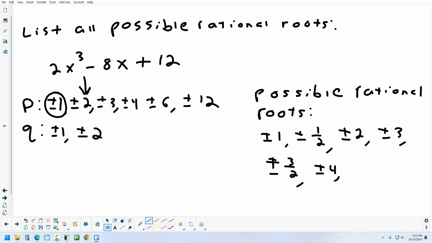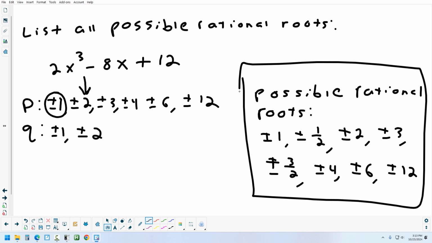Next one will be 6. It'd be 6 over 1, 6 over 2, but we already have 6 over 2 is 3. And the last one would be 12. 12 over 1, and then 12 over 2, but we already have that one as 6. So these are a list of possible rational roots.